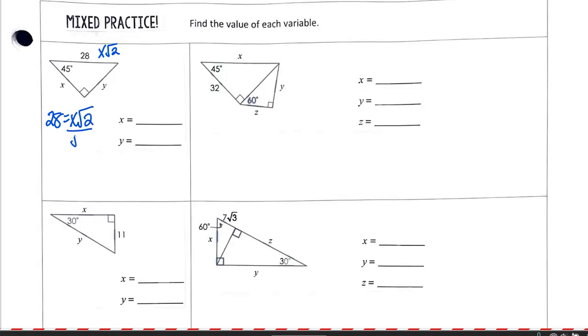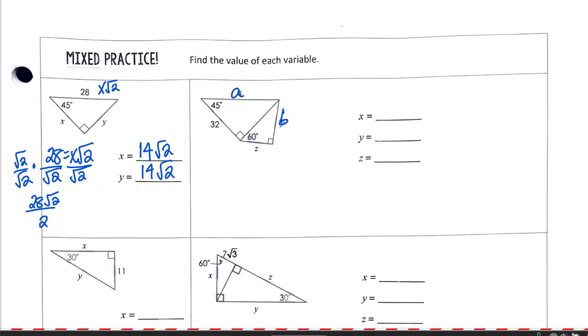That's going to give us that value that we're going to be putting in for X and Y. Okay, so we multiplied numerator and denominator by the square root of 2. That gives us 28 square root of 2 over 2. And then we simplify. 28 can be divided by 2, which gives us 14 square root of 2. And both X and Y are the same because remember on a 45, 45, 90, they're the same.